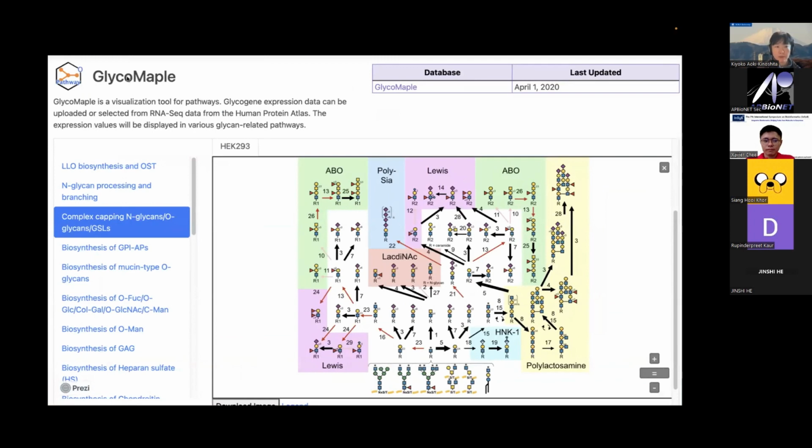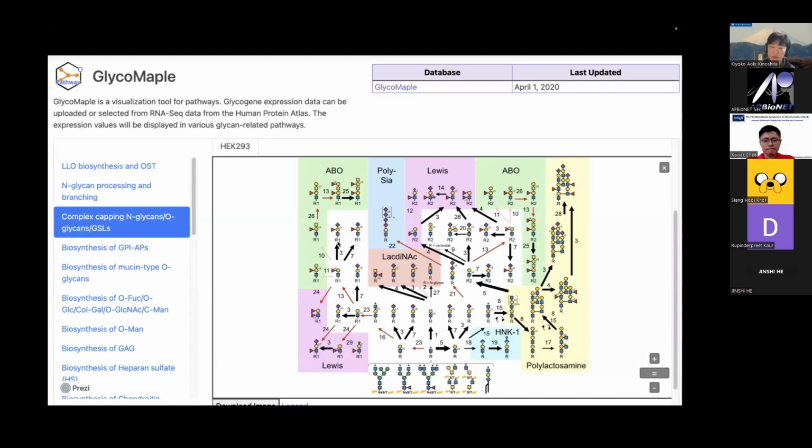The GlycoMaple tool is also a tool that we've been developing in collaboration with Dr. Fujita at Gifu University. He's a glycoscientist, and he is interested in glycogene expression data. We have lots of RNA-seq data in many different public databases. So what you can do is use RNA-seq data to estimate the glycome. Basically, it visualizes the enzymes in different pathways. There are lots of different pathways, all manually curated, and it'll display the highly expressed enzymes with the thicker arrows like this.